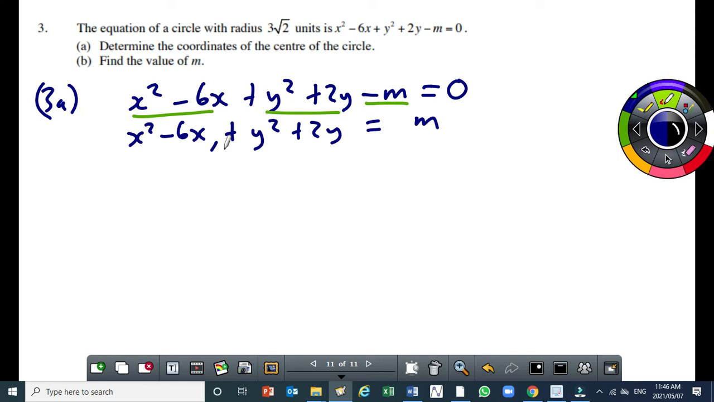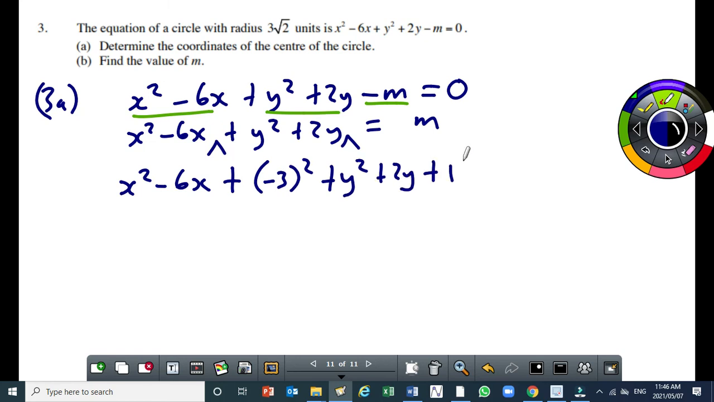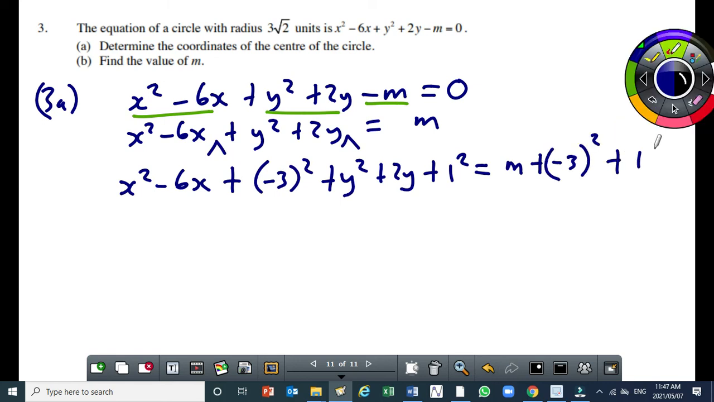So we need to add a term here and another term there to create a perfect square trinomial. So it becomes x squared minus 6x. Half of minus 6 is minus 3, plus minus 3 squared, plus y squared plus 2y. Half of 2 is 1, so we add 1 squared. Then you do it again on the other side. So it will be minus 3 squared plus 1 squared. Okay? And again, as I did in the previous question, this 1 squared is the same as that. That minus 3 all squared is the same as that minus 3 all squared.